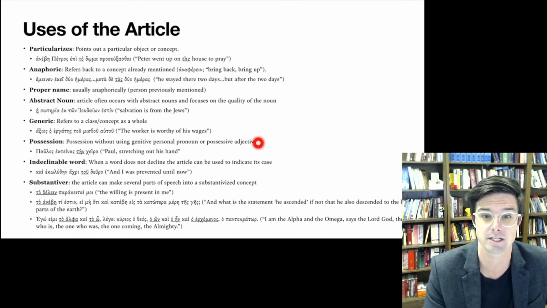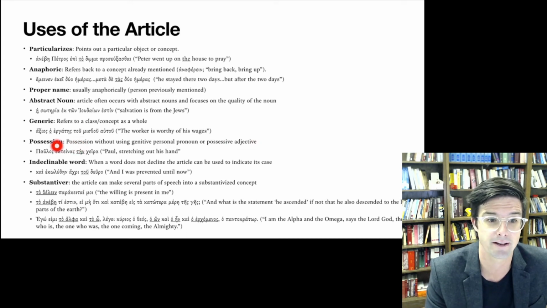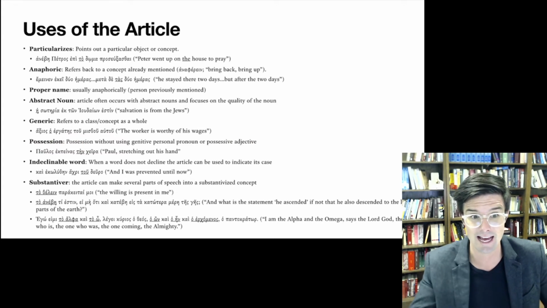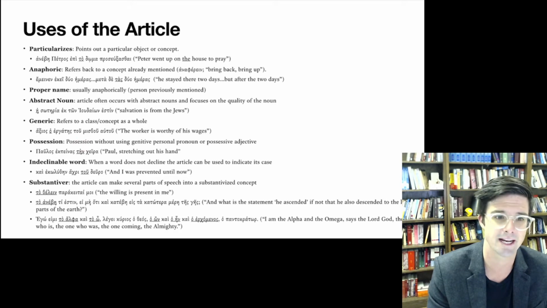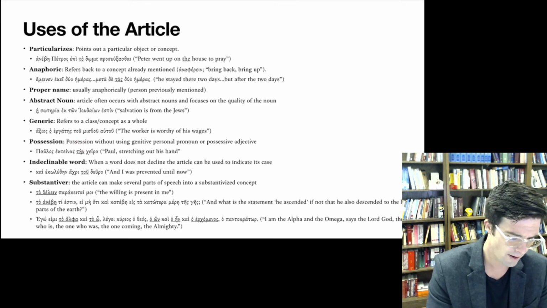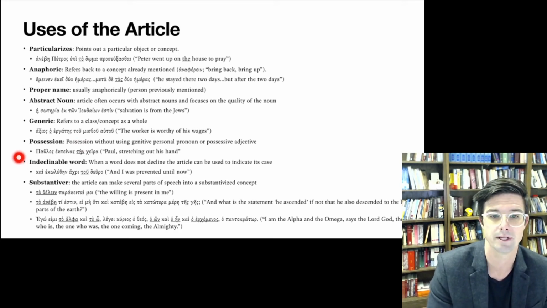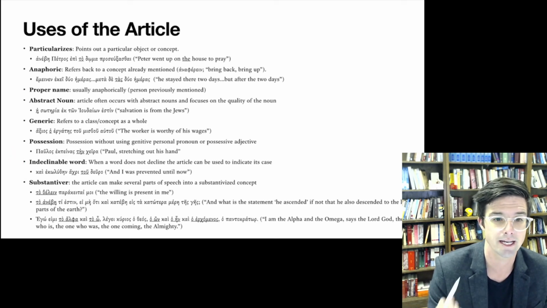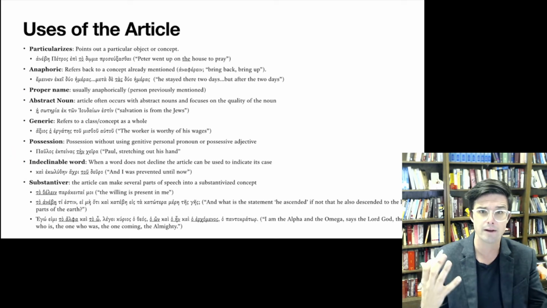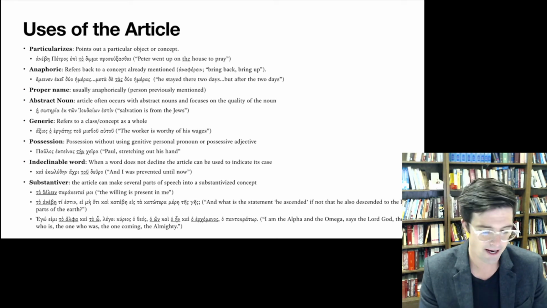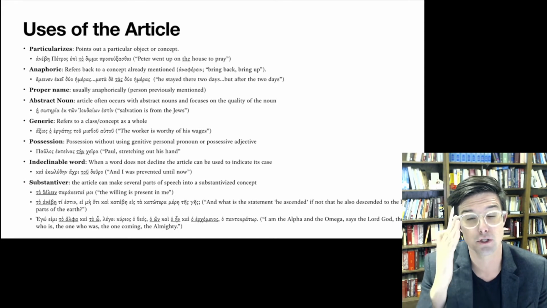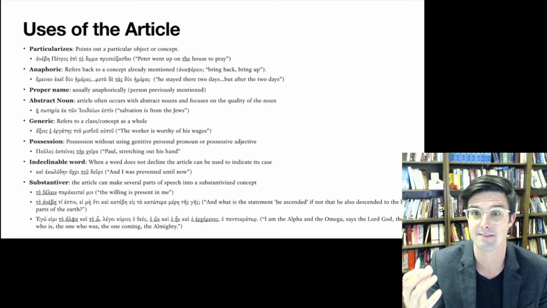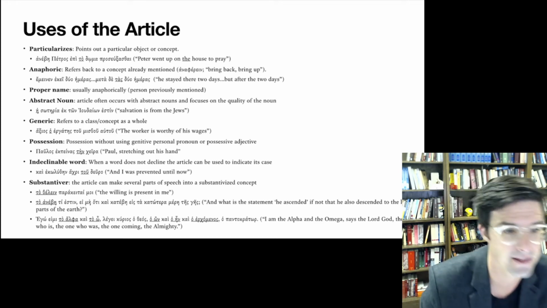Another way that possession can be shown is simply with the definite article. So Paul stretching out the hand that is his, namely his hand. So a possessive use of tēn right here. And then again, related to names, an indeclinable word that doesn't change its form will have the article to indicate what case it is in. And then as a substantive, the article can go with different parts of speech to make it into a concept or make it even into the noun in the sentence.